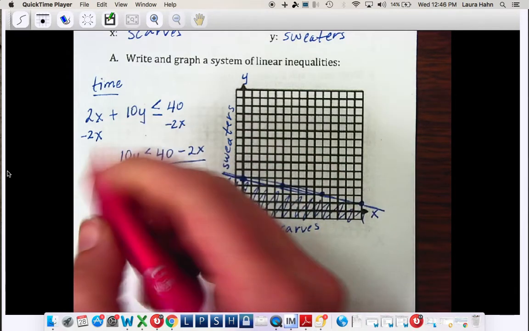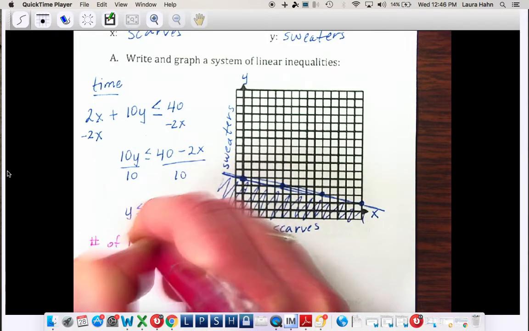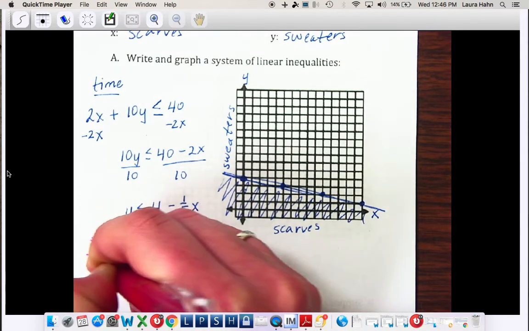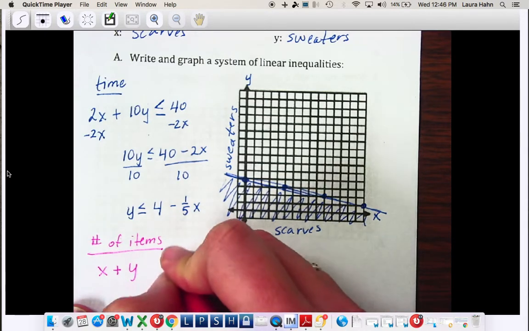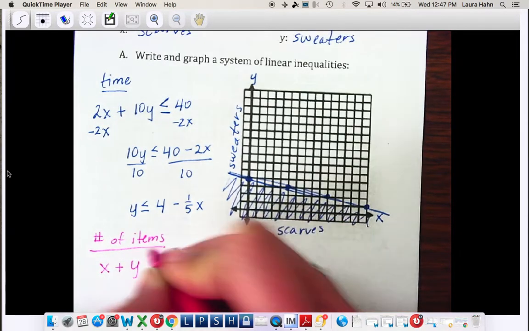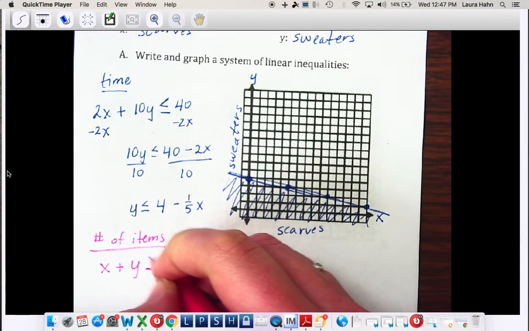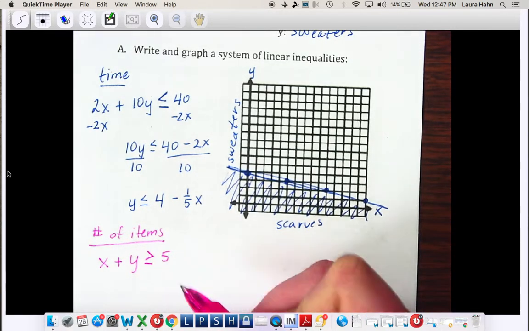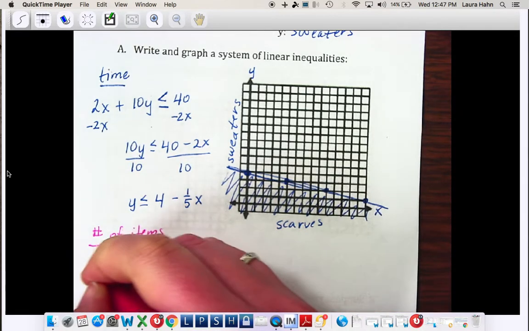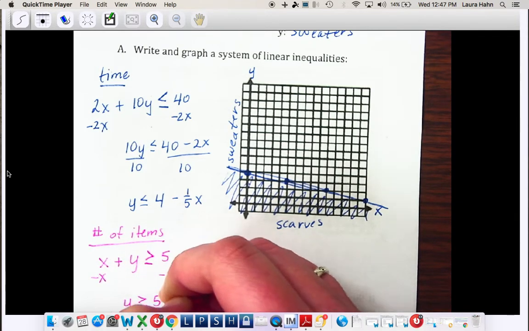So my next inequality is going to be about how many total items I make. I know I'm making scarves, which is X, plus I'm making sweaters, which is Y. And the paragraph told me that I want to make at least 5. At least, so I know it could be 5. At least means the number I make, I want that to be more than or equal to 5. So get Y by itself. So I have Y is greater than or equal to 5 minus X.